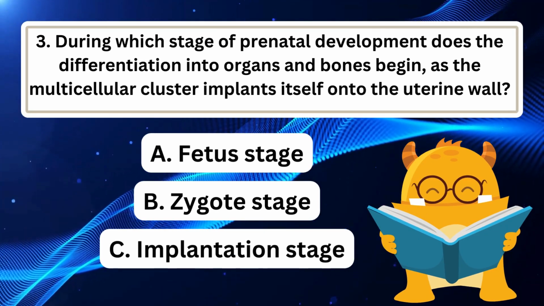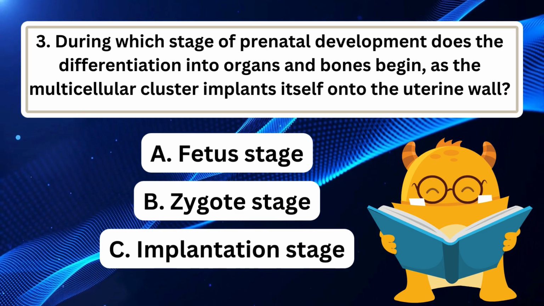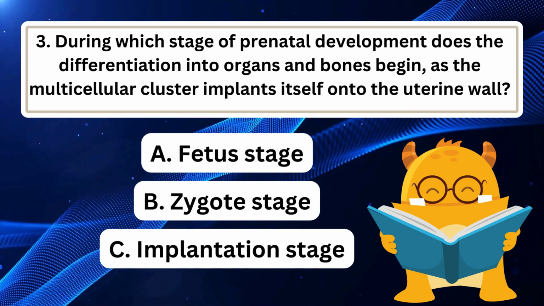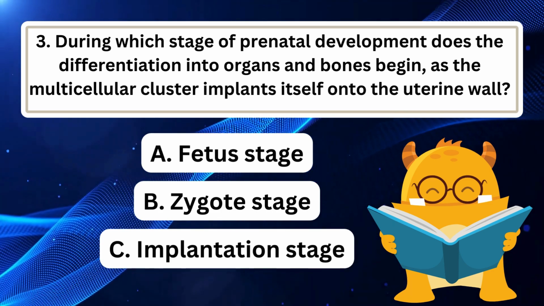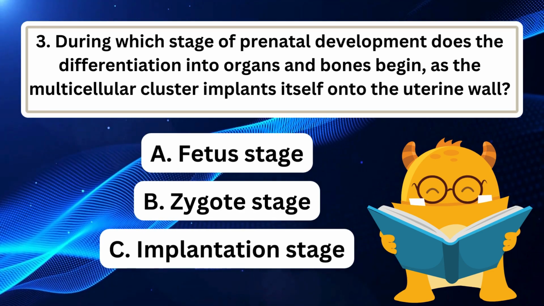Three. During which stage of prenatal development does the differentiation into organs and bones begin as the multicellular cluster implants itself onto the uterine wall? A. Fetus stage. B. Zygote stage. C. Implantation stage.